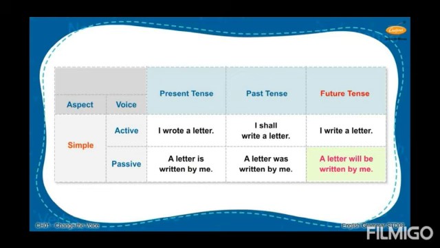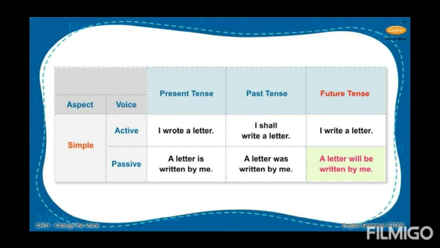How will you convert it into passive voice? In the present form, the object, a letter, becomes the subject. A letter is written by me. I is the subject, which has become me, accompanied by "by".